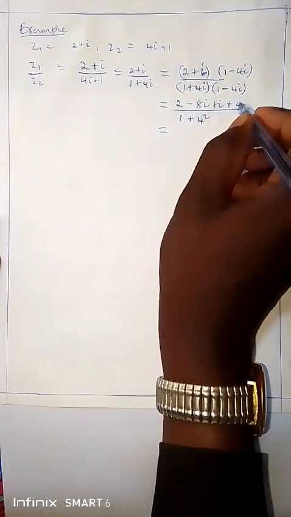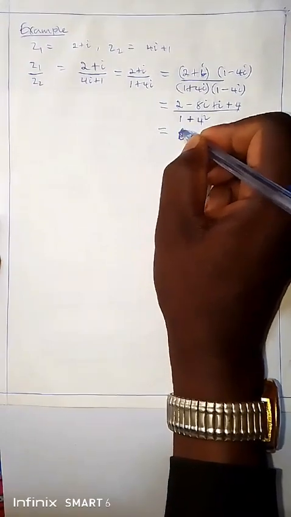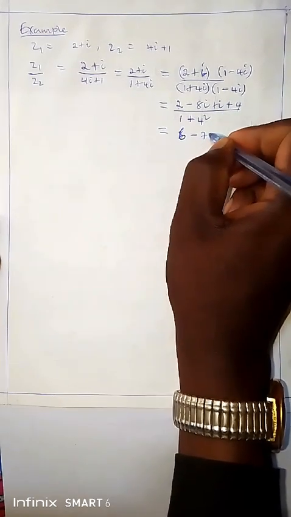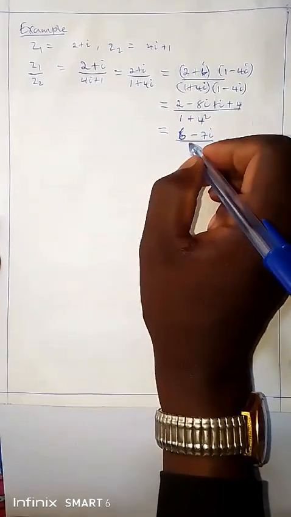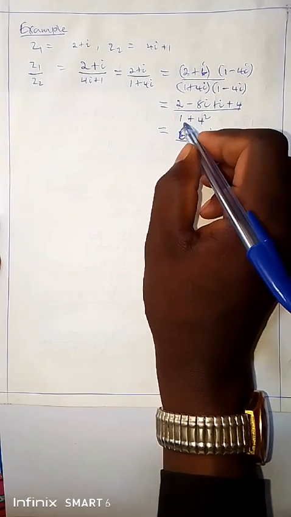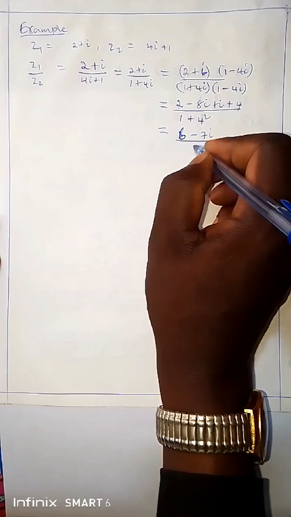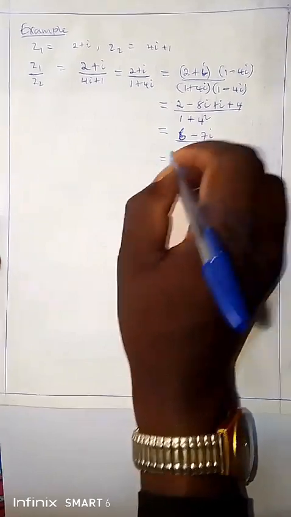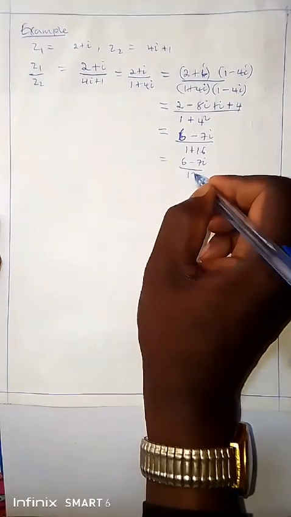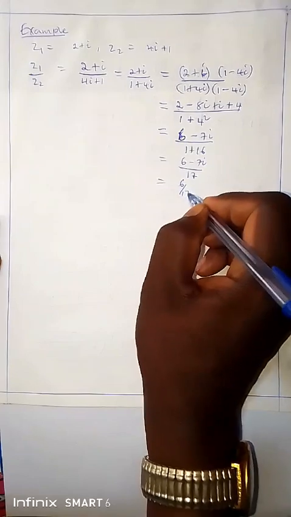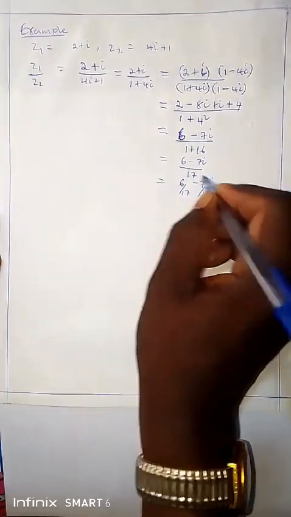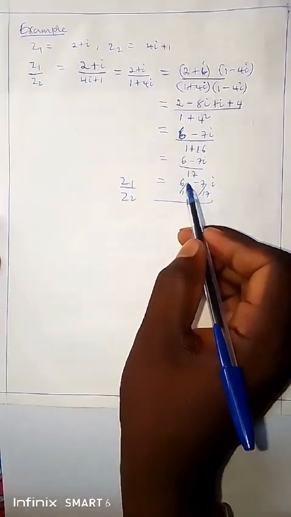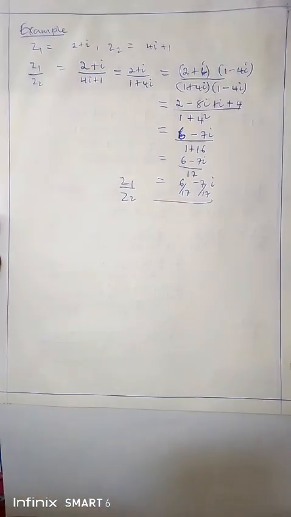So this is 2 plus 4, that is 6, then minus 8 plus 1, that is minus 7i. And the denominator, 1 plus 4 squared, is 1 plus 16, that is 17. So we are having 6 minus 7i over 17. We split it: 6 over 17, then minus 7 over 17 i. So this is our z1 over z2. It has the real part 6 over 17 and the imaginary part negative 7 over 17.